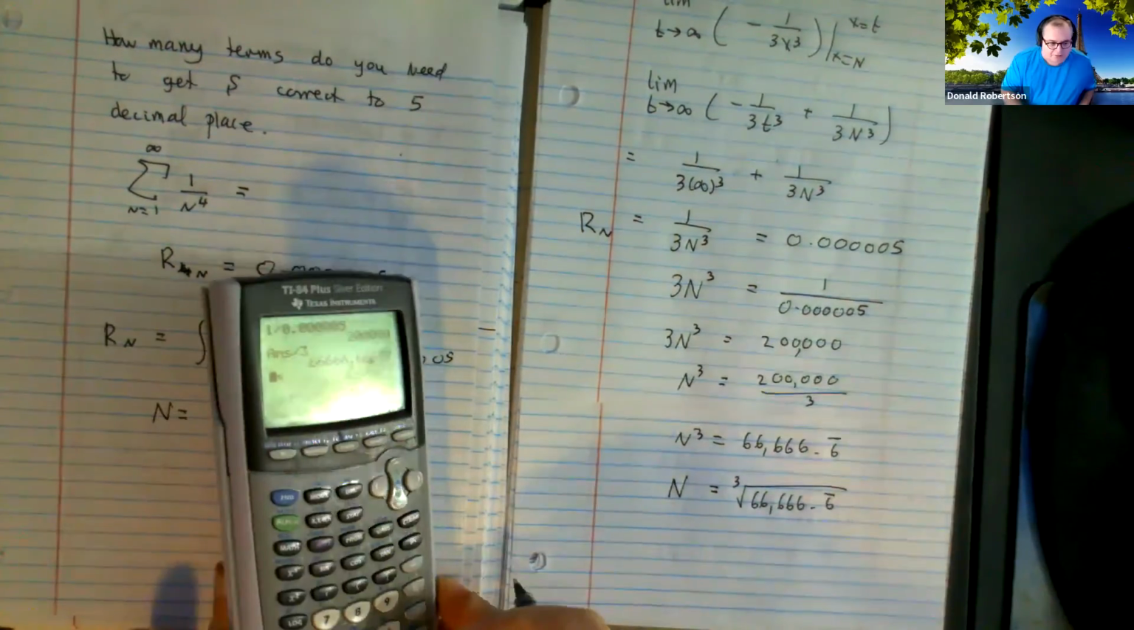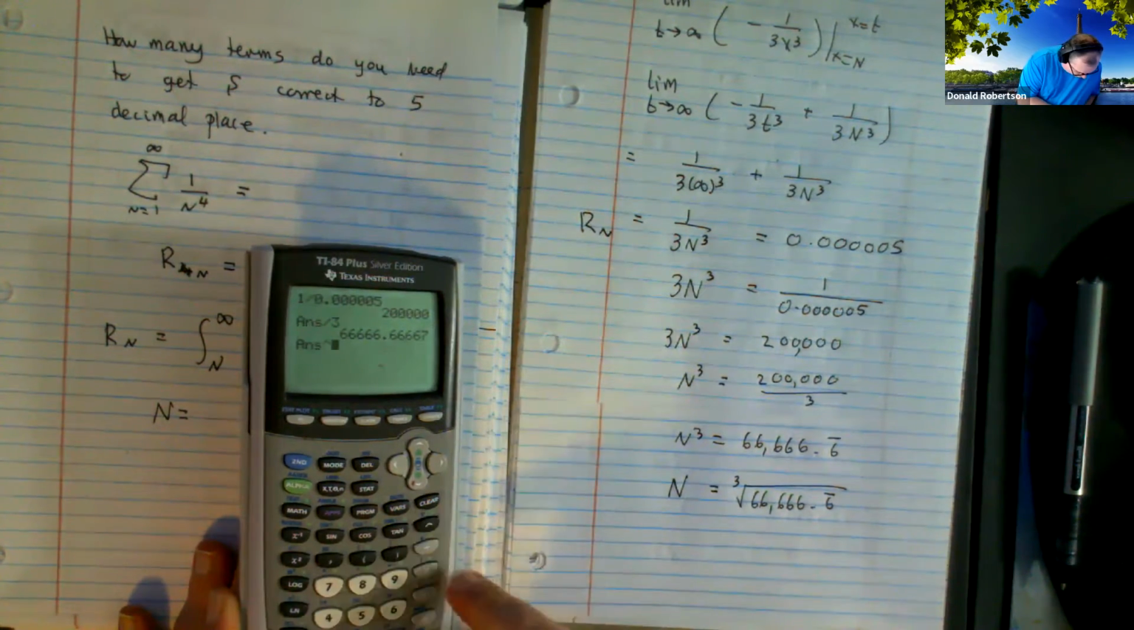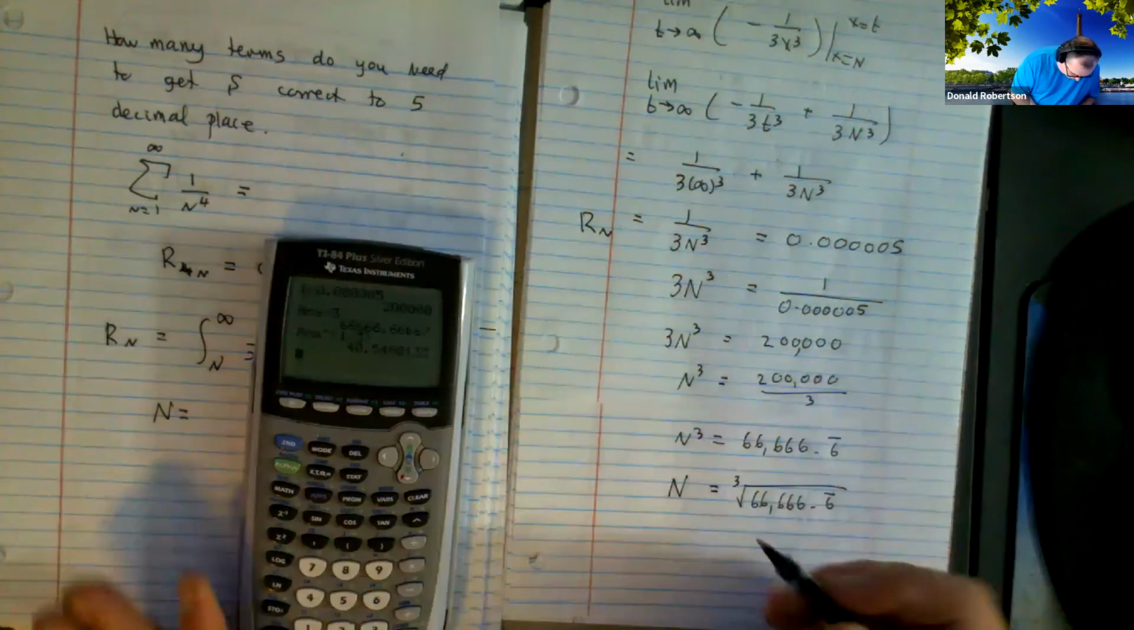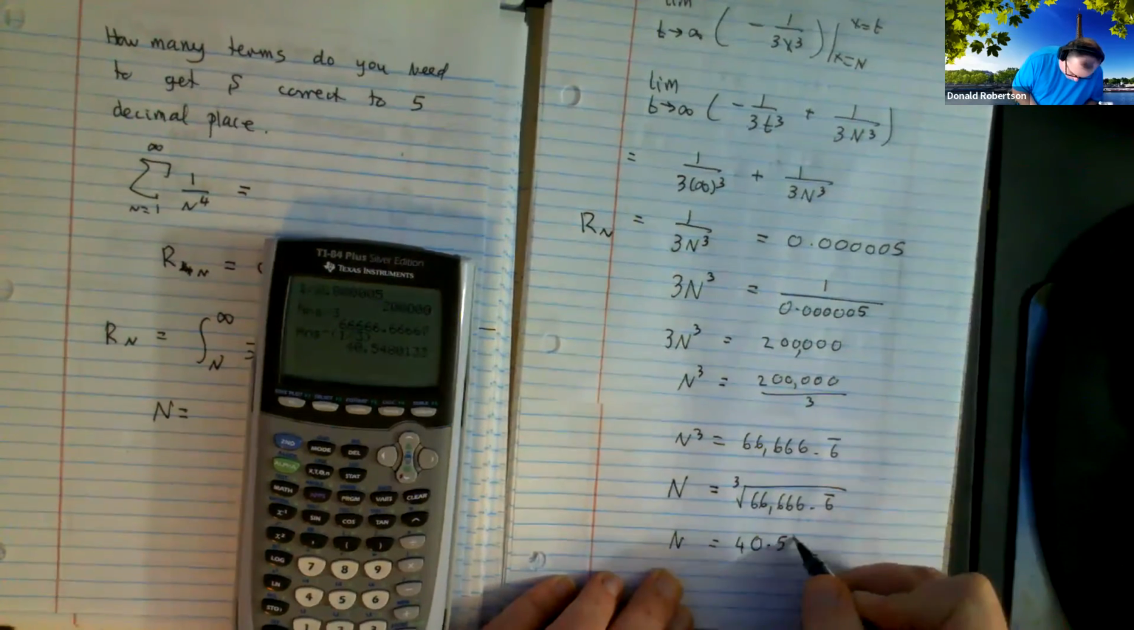And I've got that number in here. So can't I just do it to the power of 1/3, which is how you get a cube root, third power? And the answer I get is 40.54 and some stuff.